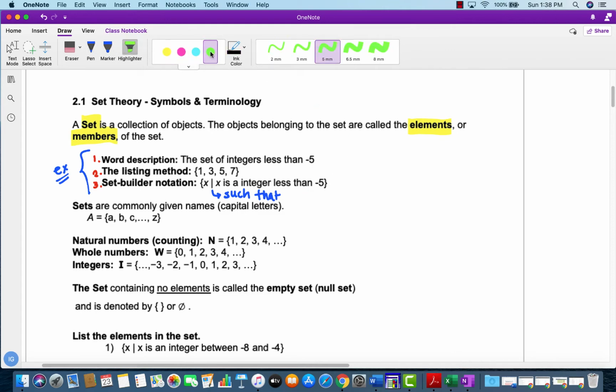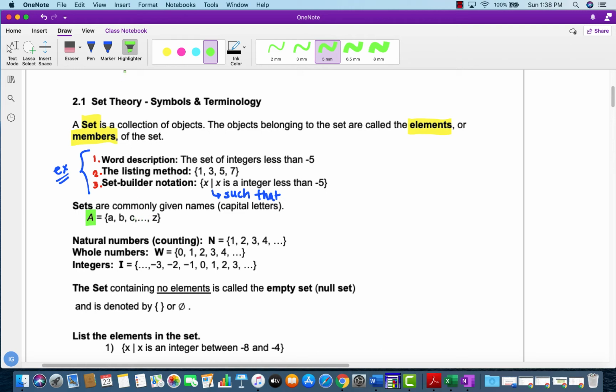Alright, so now it says a set is commonly given a name. So the name is going to be a capital letter. So for example, if I have a set A, it is going to be basically the ABCs. The 3 dots in between mean all the letters in between, but instead of writing all of them, they just put 3 dots. It continues the letters in between, basically.